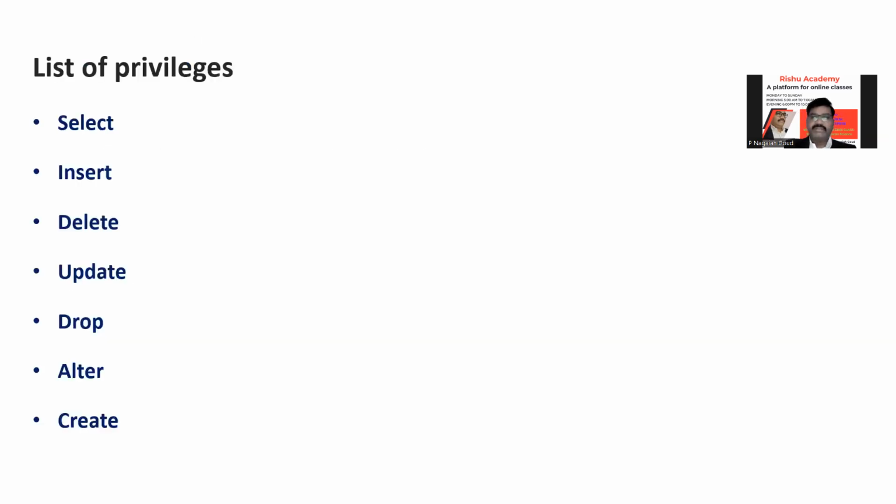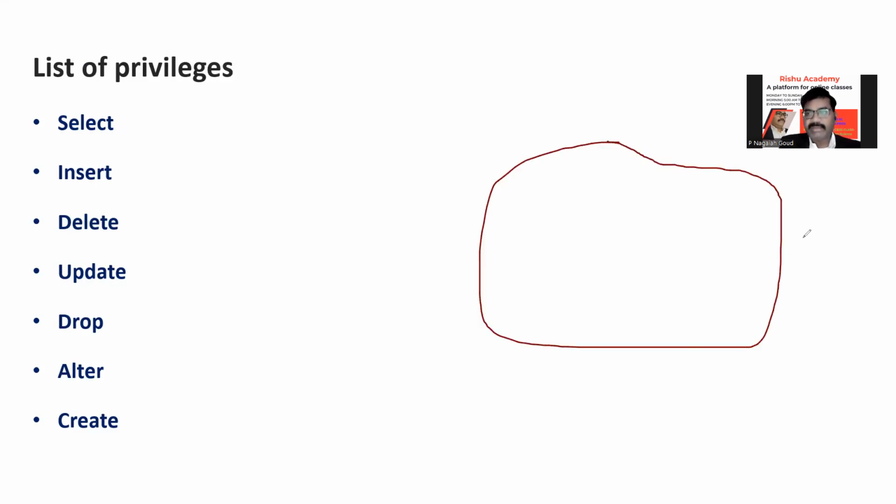What are the privileges? The privileges are select privilege, insert, delete, update, drop, alter, create. For example, I created a database here. This is created by me. I'm writing here my name, Nagayagod. So this is the database. It has tables, tables are there, right? I want to name this as A, this as B, and this as C.